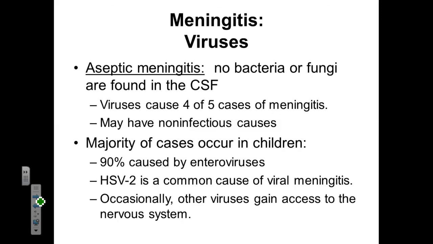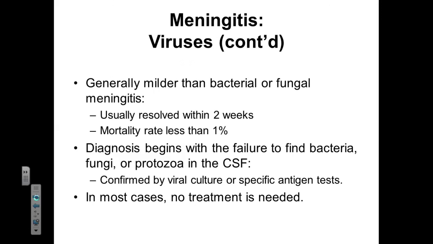The majority of viral meningitis cases occur in children, with 90% being caused by enteroviruses, or viruses of the digestive tract. HSV2 is a common cause of viral meningitis. Every once in a while, there'll be a different virus that can gain access to the nervous system, but HSV2 is the single most common form of viral meningitis.